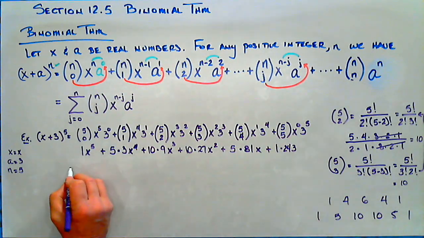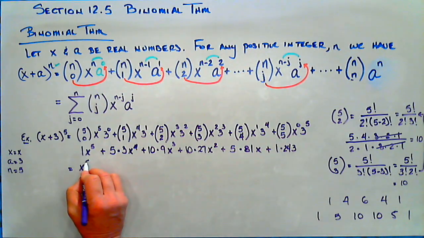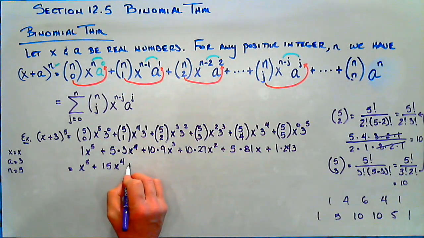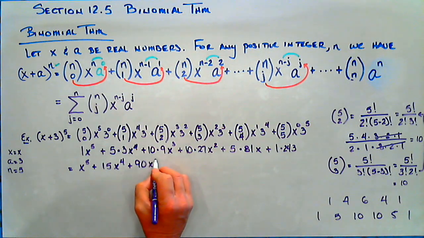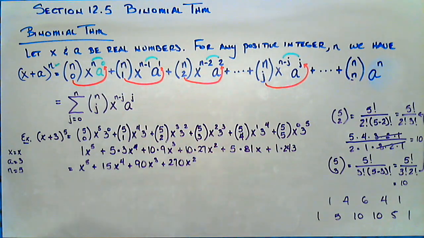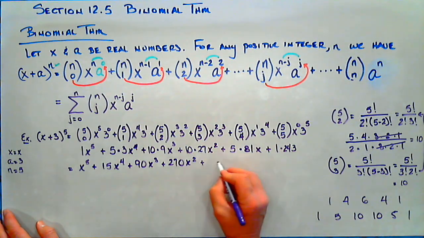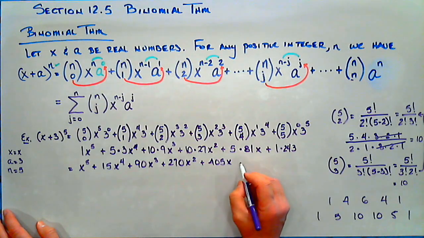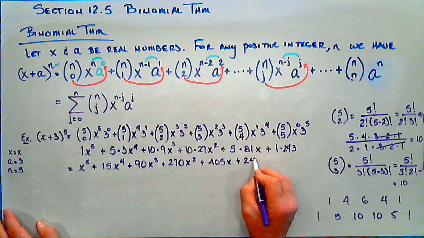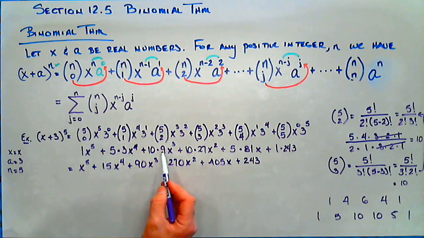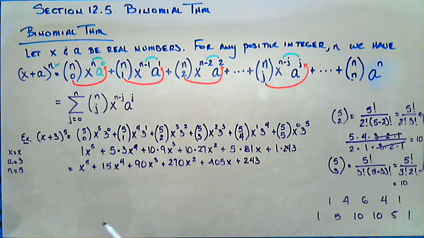So what is the final answer to this homework problem? X to the 5th plus 15x to the 4th plus 90x cubed plus 270x squared. 5 times 81 is 405, so that's 405x plus 243. Don't multiply these together as you go. You're going to lose the pattern and make your work much harder.